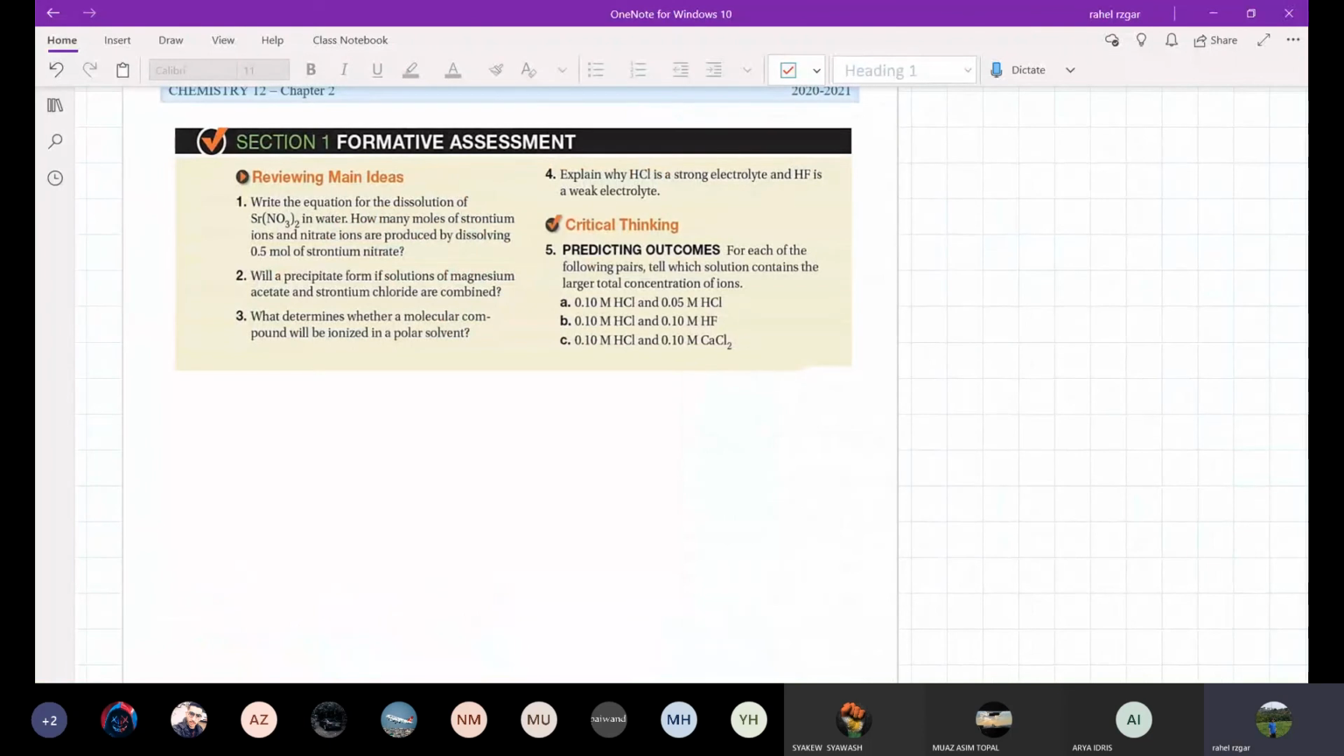So section of question 1. It says write the equation for the solution of strontium nitrate in water. How many moles of strontium ions and nitrate ions are produced by dissolving 0.5 mole of strontium nitrate? So this is how you are going to do it. Strontium nitrate, we have the compound Sr(NO3)2. It dissolves and becomes strontium and 2 nitrates.